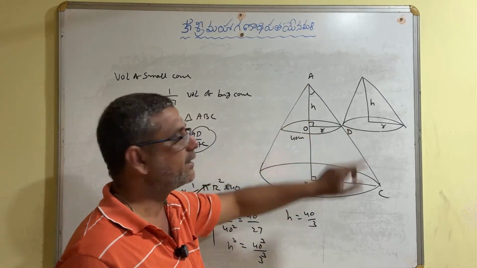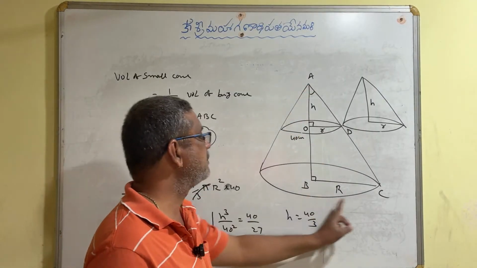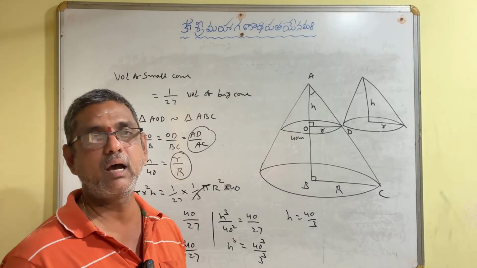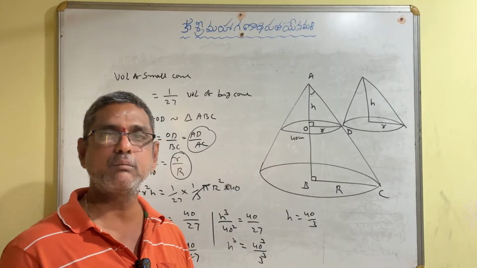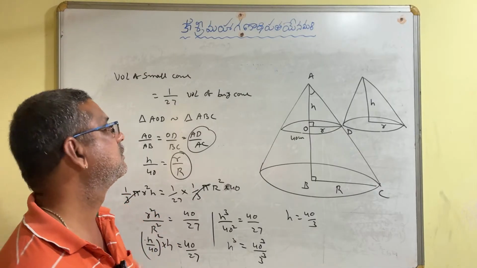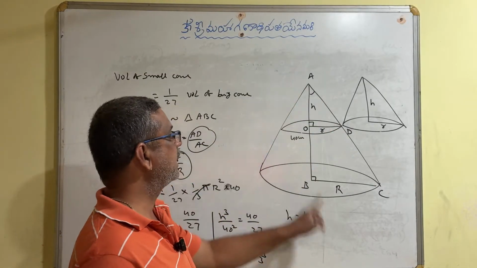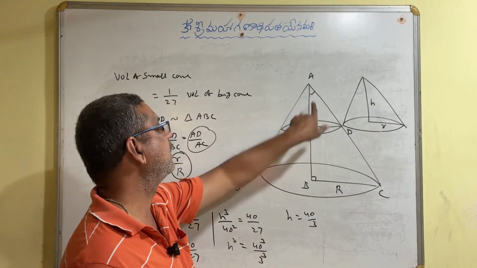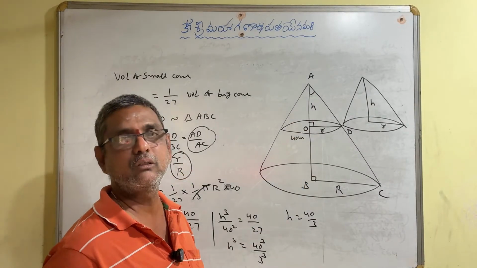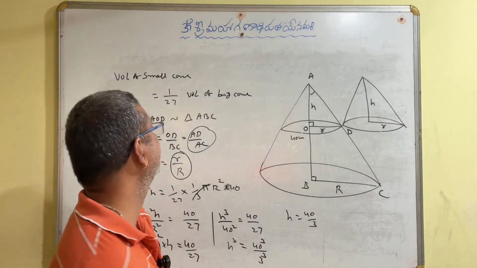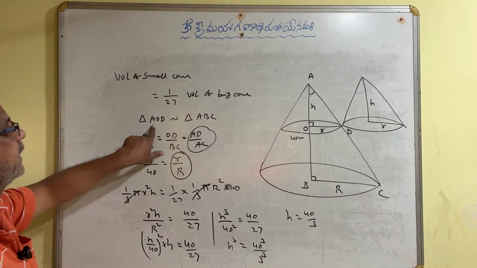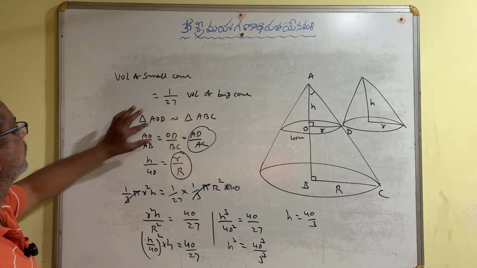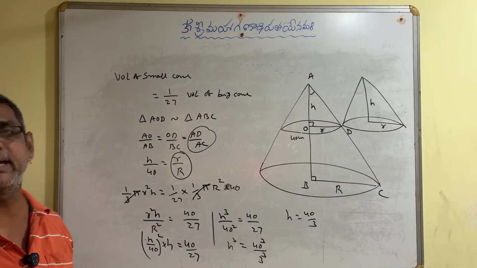Triangle AOD and triangle ABC are similar to each other because the small cone as well as the big cone are right circular cones. They share a common angle and both are right triangles, so they are similar by AA similarity. So triangle AOD is similar to ABC, so AO by AB equals OD by BC equals AD by AC.